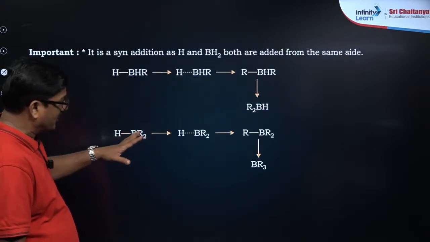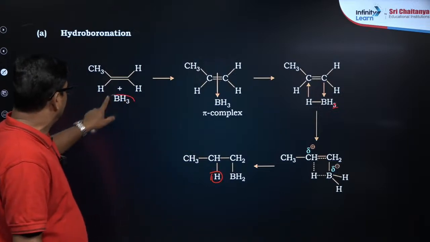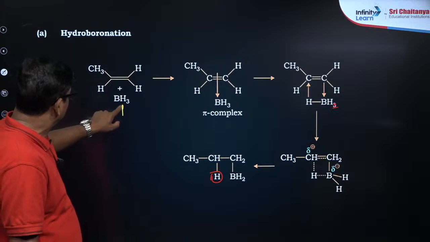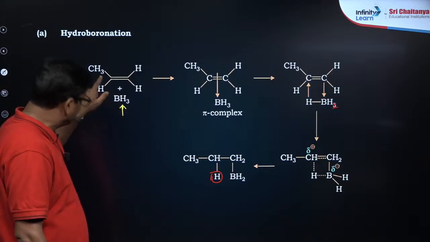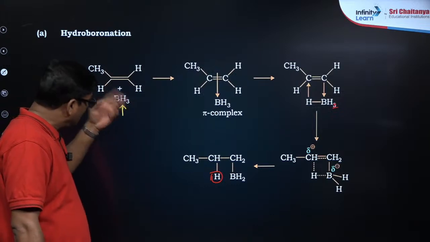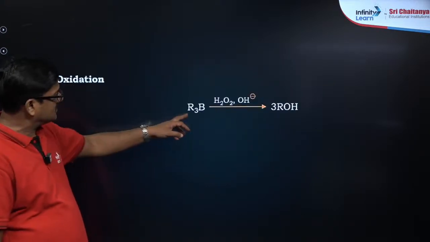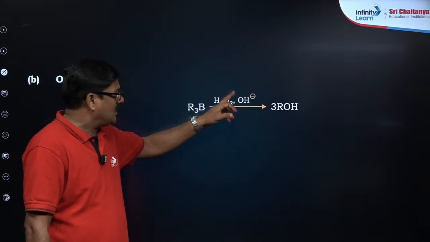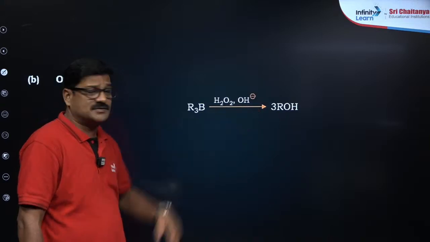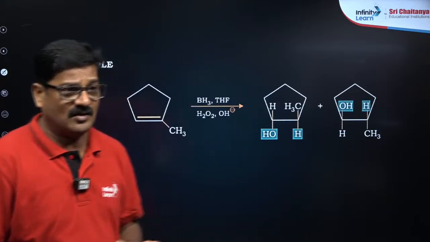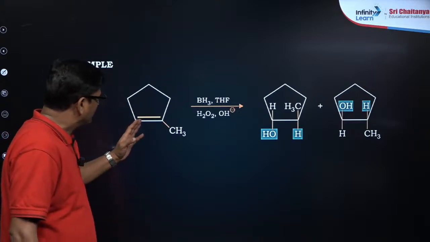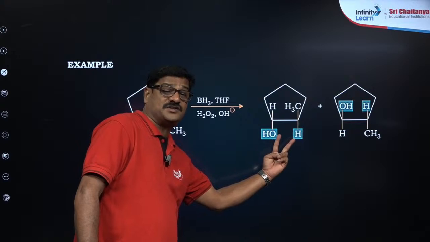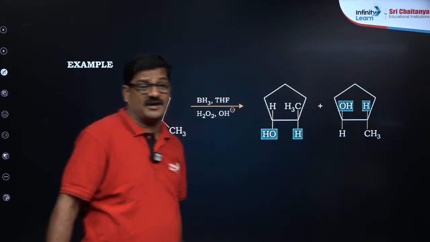Trialkyl borane is formed, because in BH3 there are 3 hydrogens, so one hydrogen is given to one alkyl group, another hydrogen to another, and 3 hydrogens to 3 alkyl groups, like this. Trialkyl borane is formed. In the presence of hydrogen peroxide and OH minus alkali, you get the anti-Markovnikov addition alcohol, right? For example, you get H and OH on the same side. So it is a syn addition, my dear student. H and OH on the same side, syn addition.